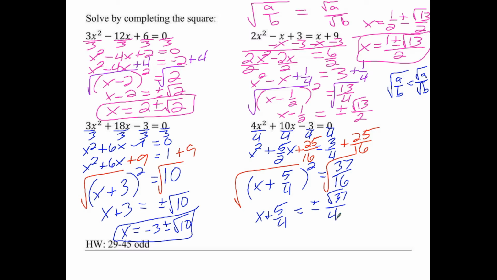Now what? We're going to subtract 5/4 from both sides. So this is x equals negative 5/4 plus or minus square root 37 fourths.